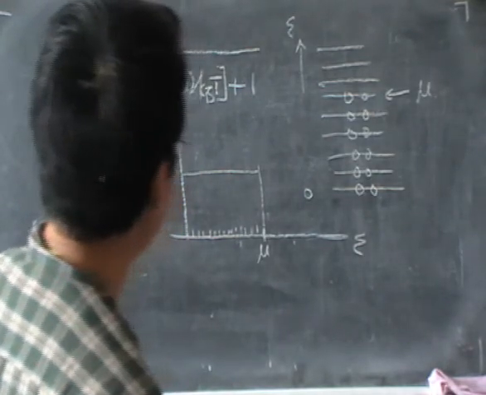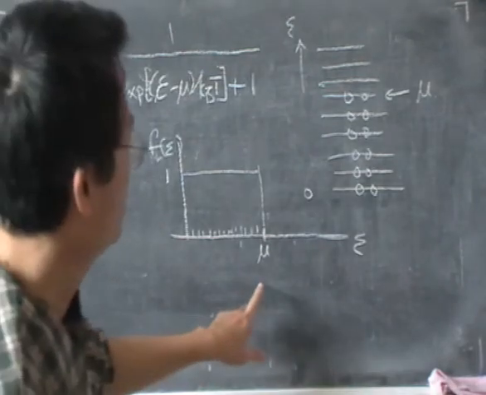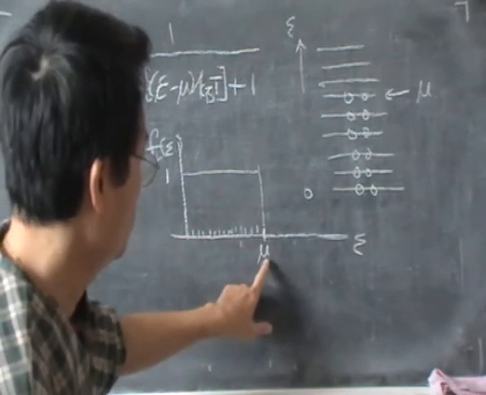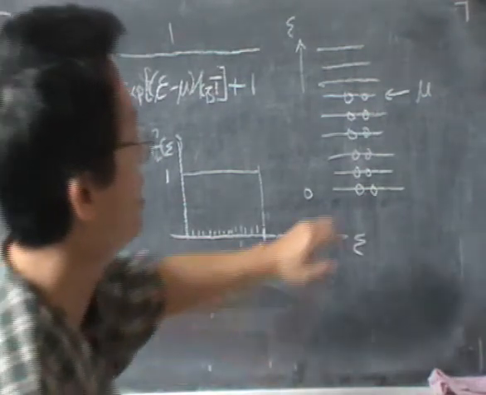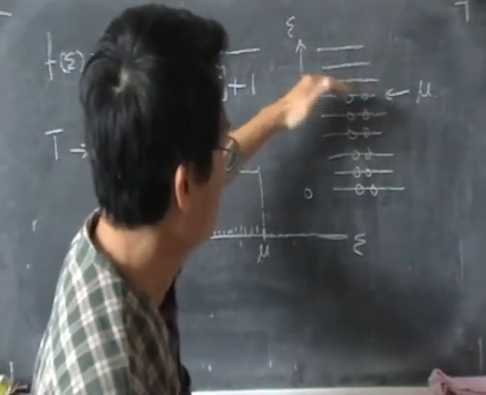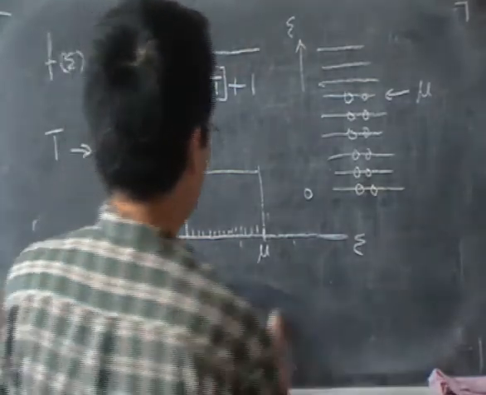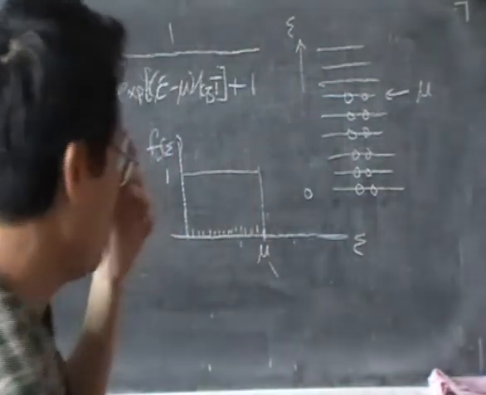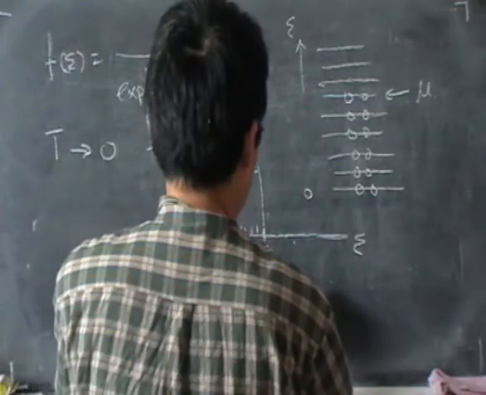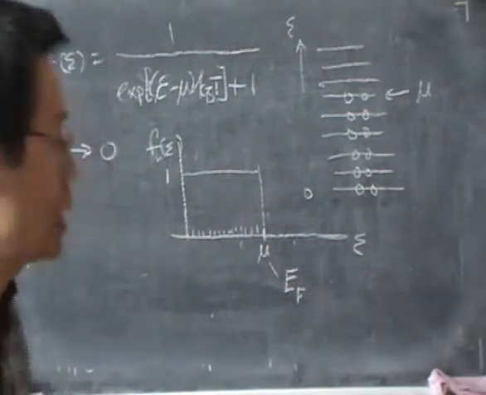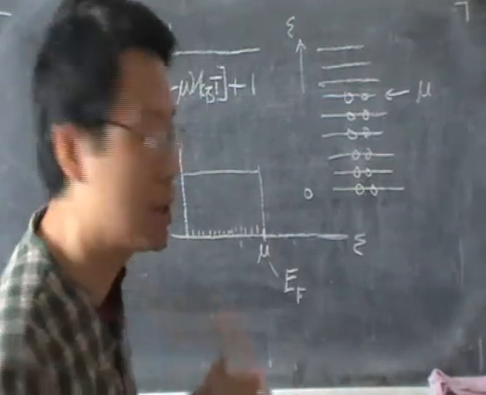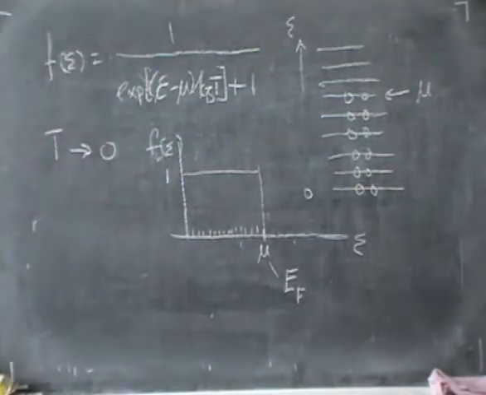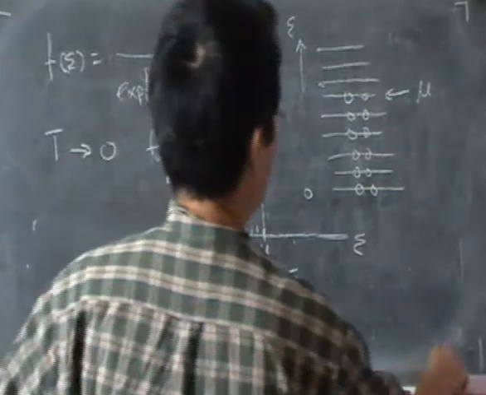And the next thing we want to do then is to find the value of mu, to find this energy which is maximum. And there is a name for this energy. It's called the Fermi energy. And we often describe the energy level at this energy as the Fermi level. Okay, so let's do that.